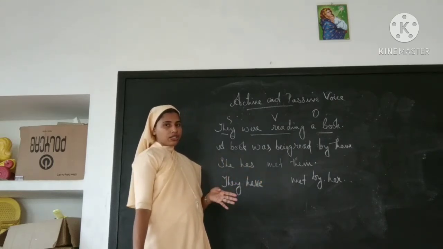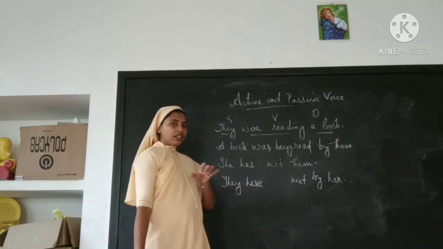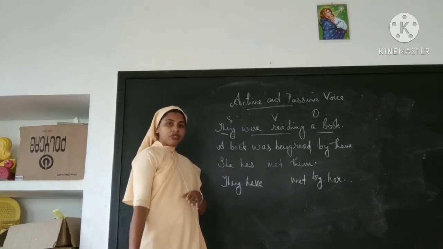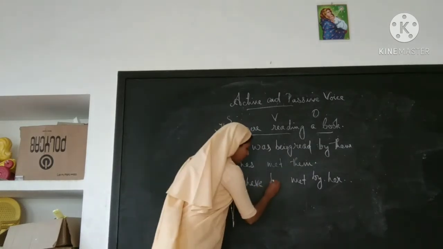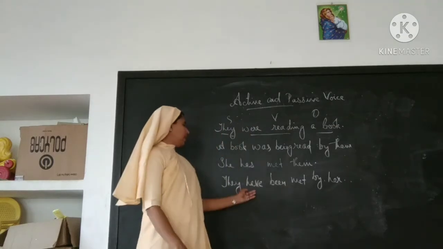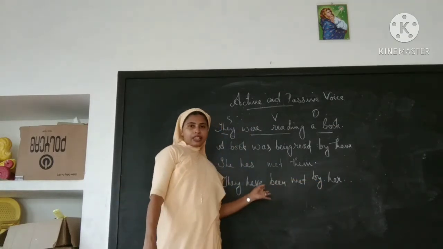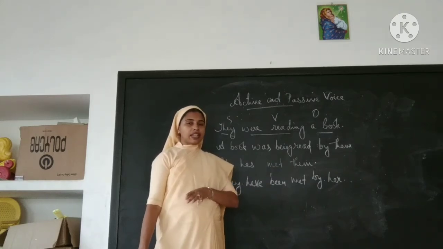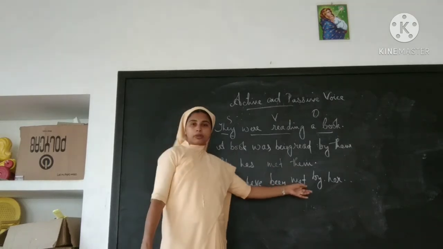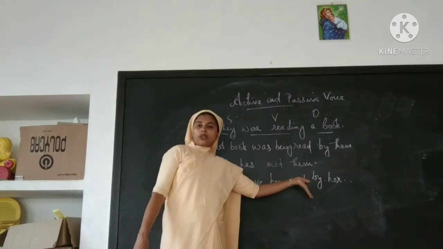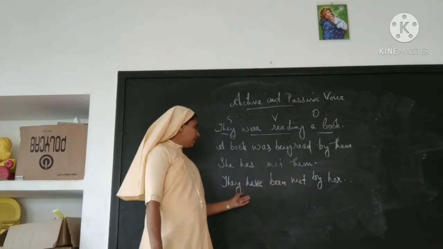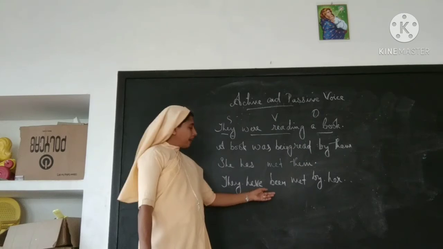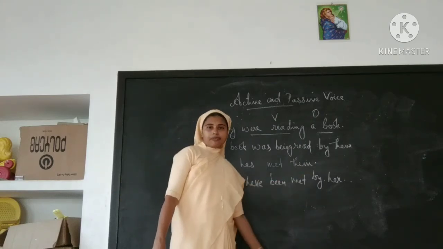But there must be some change. That is why we will take the V3 form of the primary auxiliaries is, am or are. Its V3 form is been. They have been met by her. Been will be used in another tense as well, perfect continuous tense. But if it is perfect continuous tense, the verb must be in ing form. Here we have used the V3 form only. That's why this structure is a passive structure. The answer is they have been met by her.